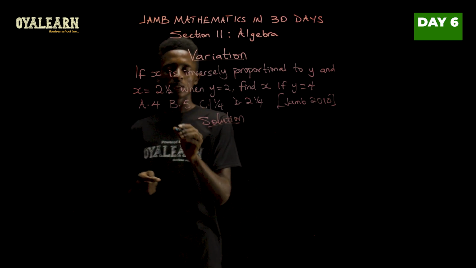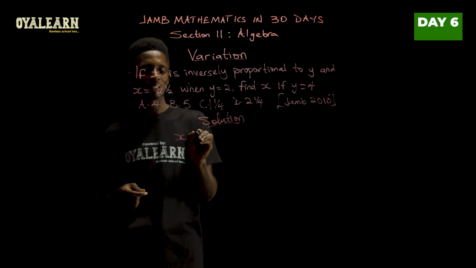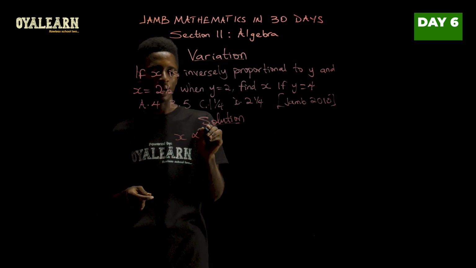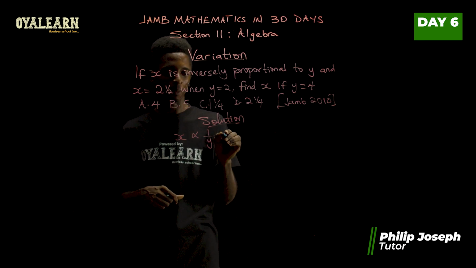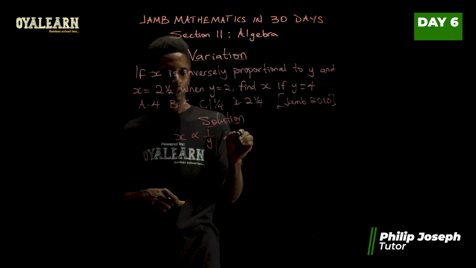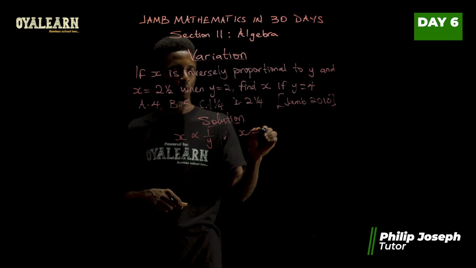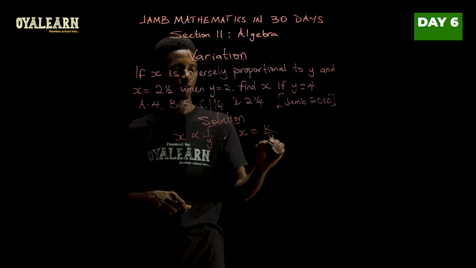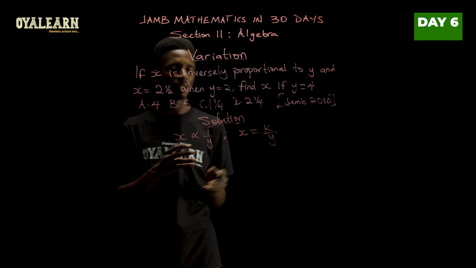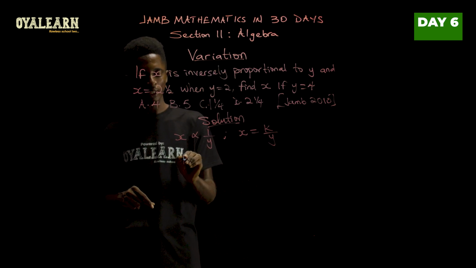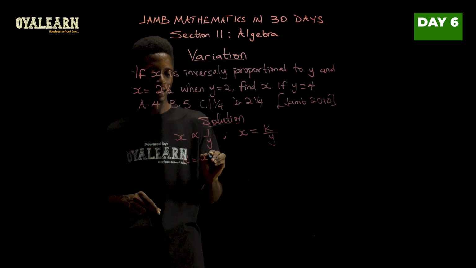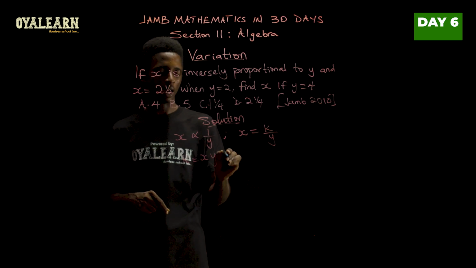So we see that the relationship is that x is inversely proportional to y. So x is proportional to 1 over y. And when we introduce the constant of proportionality, we can say x is then equal to k over y. Now this will be the relationship between x and y. And we can get the value of k by saying k equals x multiplied by y.